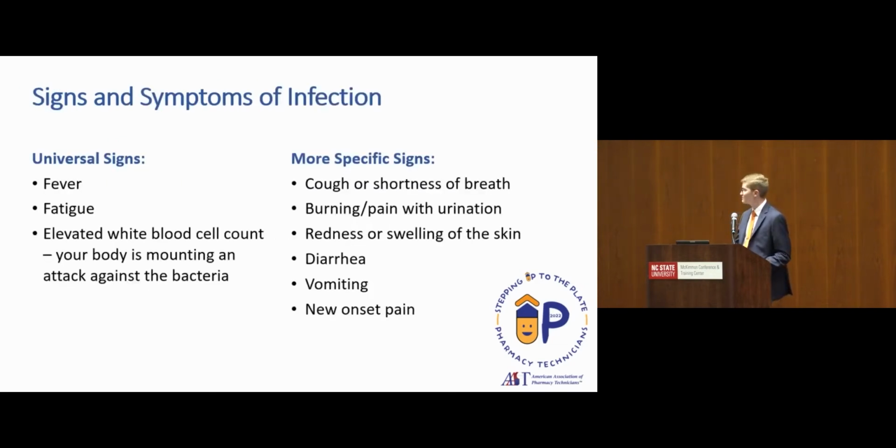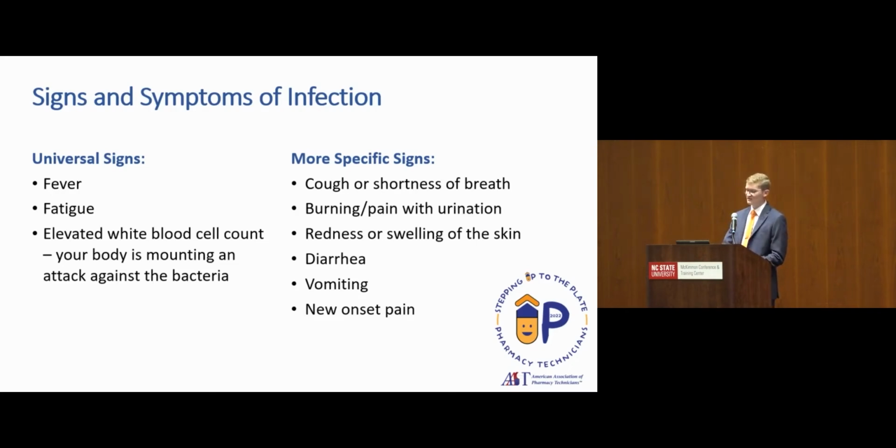Some signs and symptoms of infection that you're probably familiar with. Some universal signs may be a fever. That's our body's way of increasing its internal temperature to make the bacteria uncomfortable and try to eradicate that infection. We can become fatigued because our body's trying to fight off that infection. And we can have an increase in our white blood cell count. Our white blood cells are our body's immune system that helps us fight infections. And so if we have an infection, our body's going to want to make more white blood cells so that we can fight off that infection.